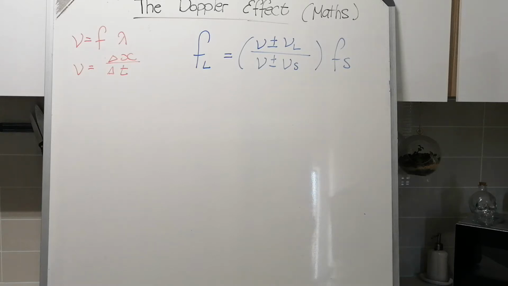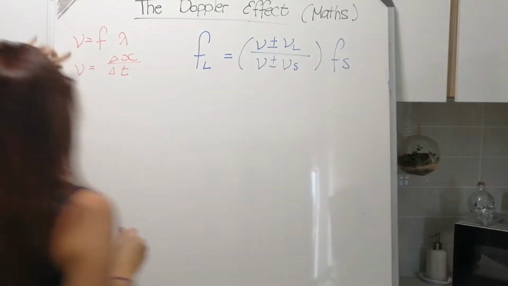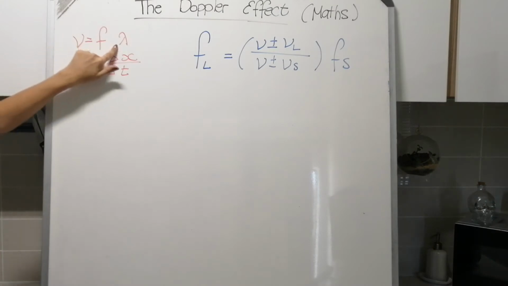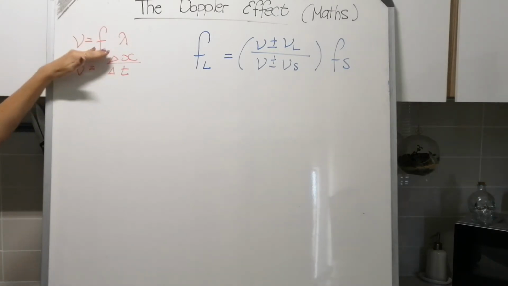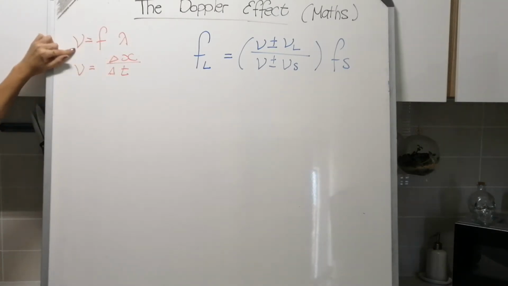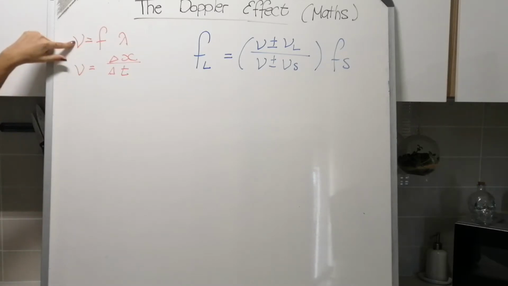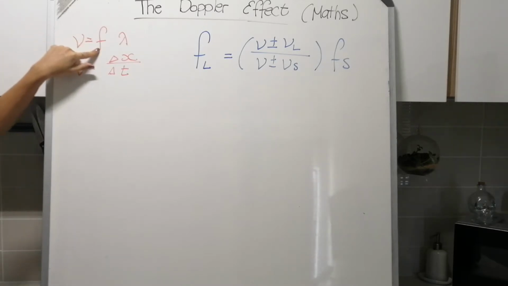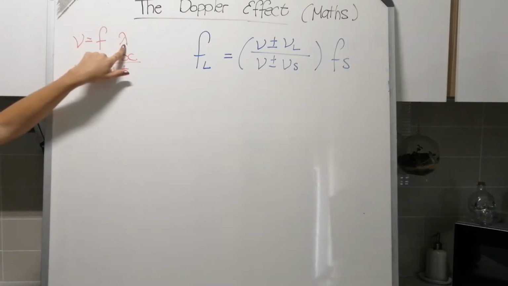So on to the maths for Doppler effect. Now the two equations on the left you already know, I hope. We've been dealing with them since grade 10. So first one, velocity is frequency times wavelength. You should know what the units for that are. I'll verbally remind you if you want to write them down. Velocity is in meters per second, frequency is in hertz or per second, and wavelength is in meters.